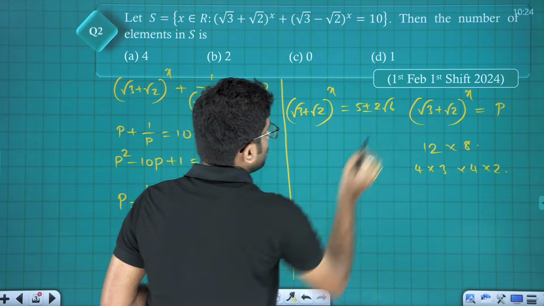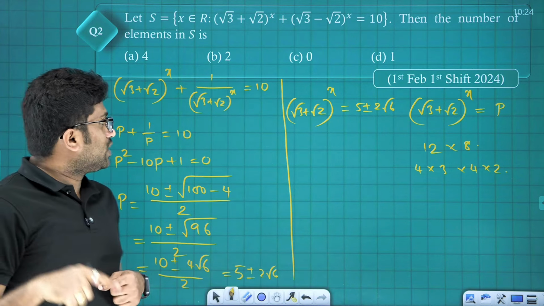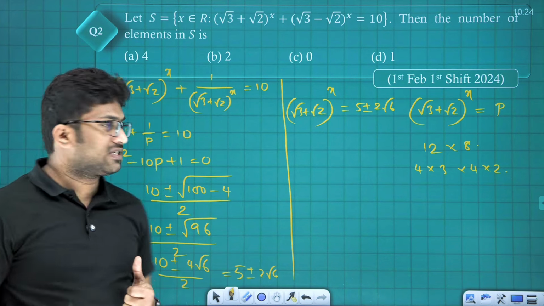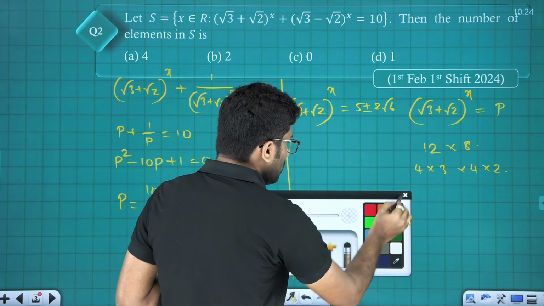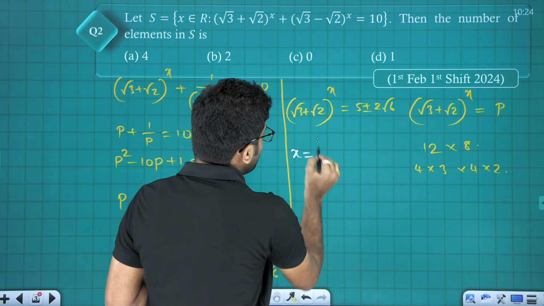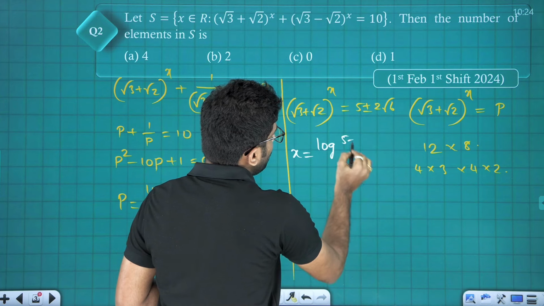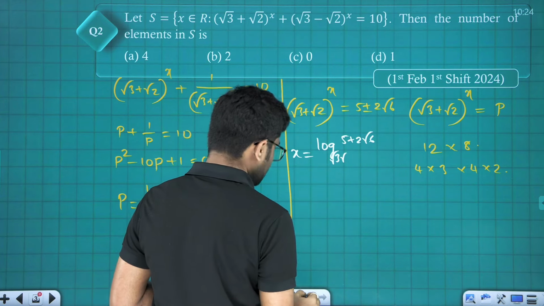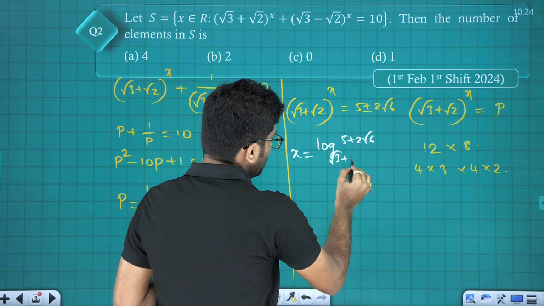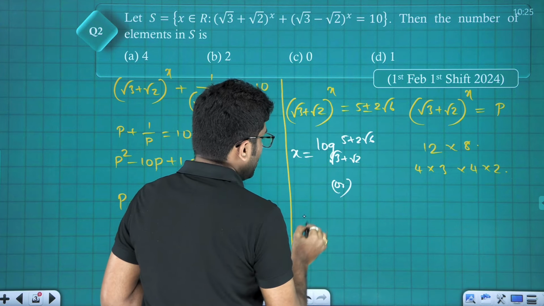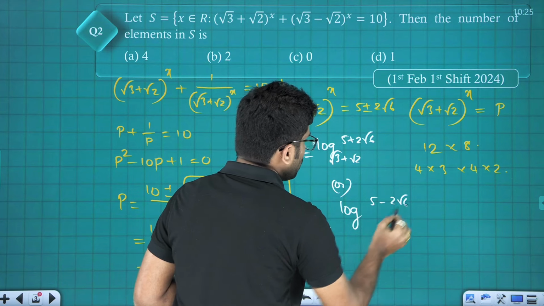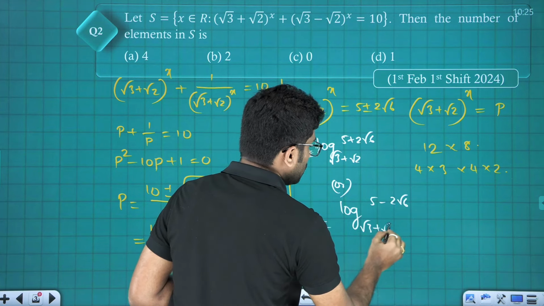5 plus or minus 2 root 6. That means (root 3 plus root 2) whole power x can be either 5 plus 2 root 6 or 5 minus 2 root 6. So clearly x will be equal to log of 5 plus 2 root 6 to the base root 3 plus root 2, or x is equal to log of 5 minus 2 root 6 to the base root 3 plus root 2.